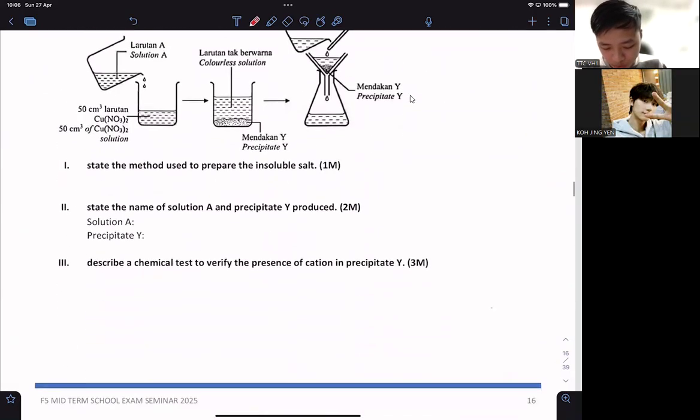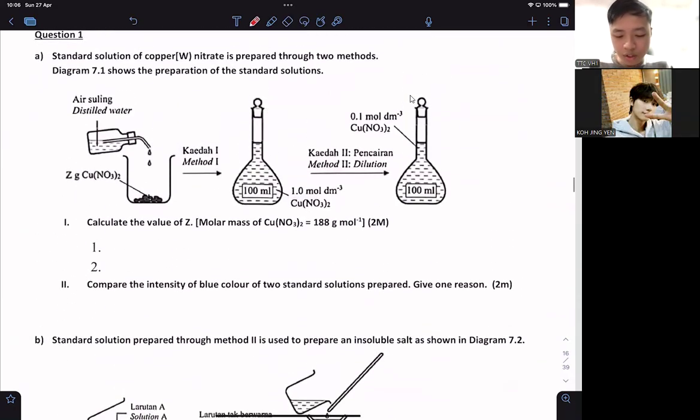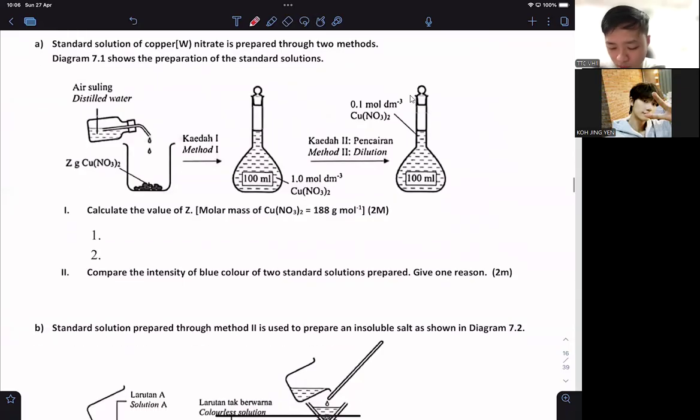In this question, standard solution of copper 2 nitrate is prepared through two methods. Diagram 7.1 shows the preparation of the standard solution. Calculate the value of Z. This one is very simple. For standard solution, you have two methods. Method one, if you start with solid, what is the method called?